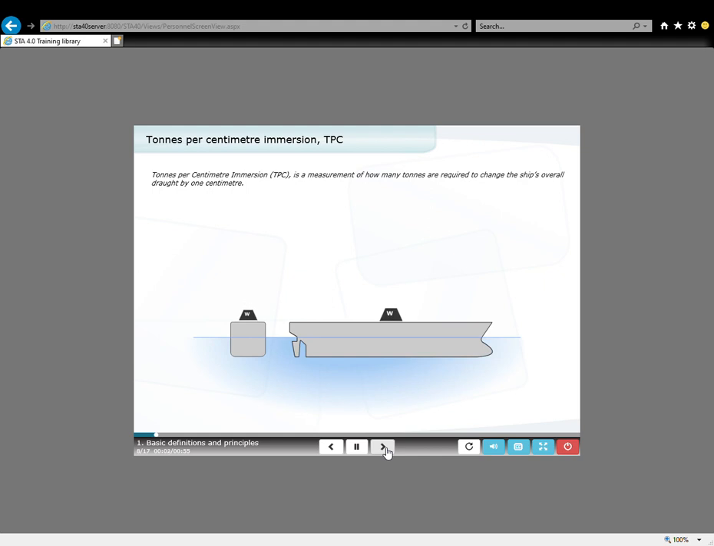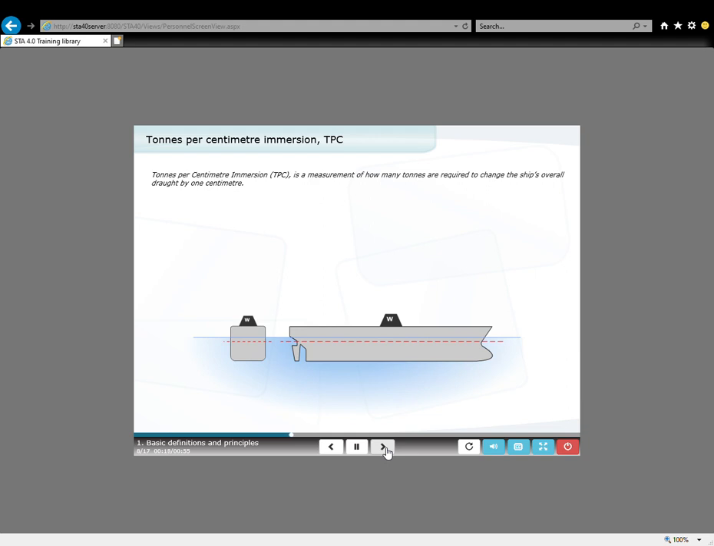Tons per centimetre immersion, TPC, is a measurement of how many tons are required to change the ship's overall draft by 1 centimetre. The value of the TPC normally varies with different drafts and possibly different trim and list conditions.